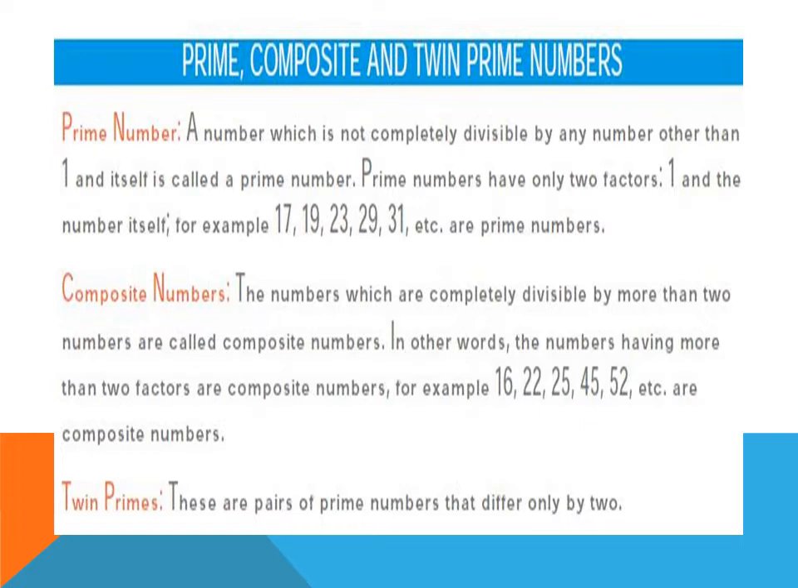And look at the twin primes at the lowest part of the slide. These are pairs of prime numbers that differ only by 2. Let us take an example. 3 is a prime number, 5 is a prime number. 5 minus 3 is 2. That means 3 and 5 are both primes that differ by 2, that means 2 steps. Therefore 3 and 5 will be called twin primes.